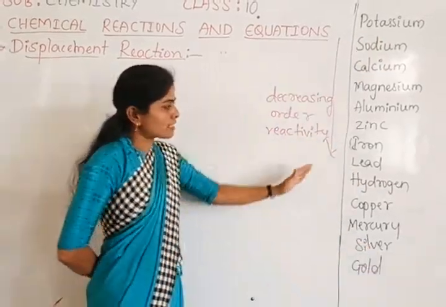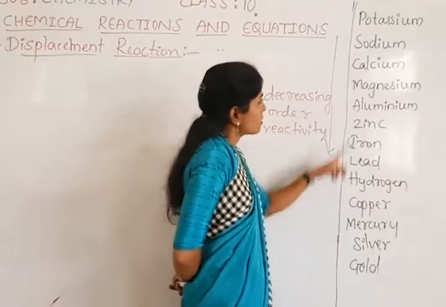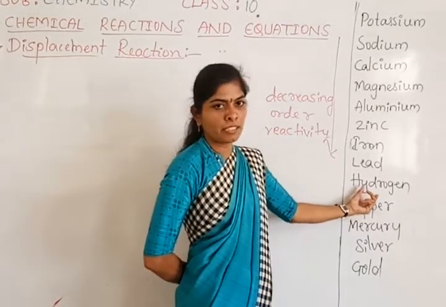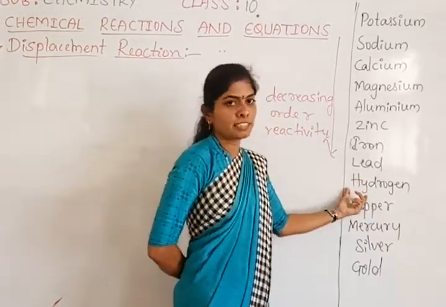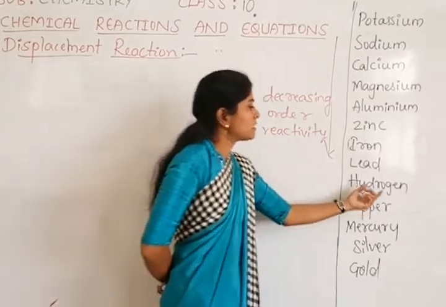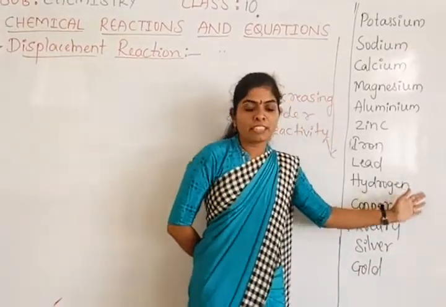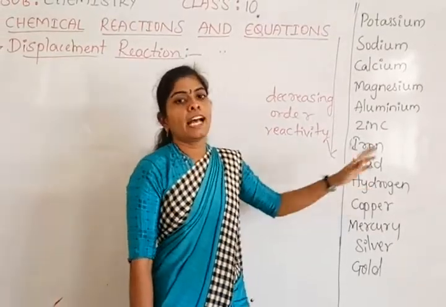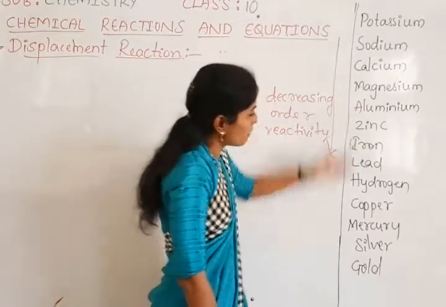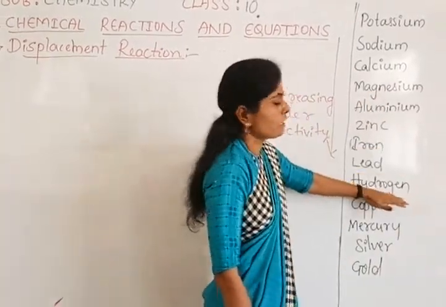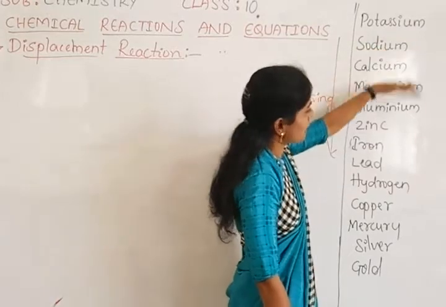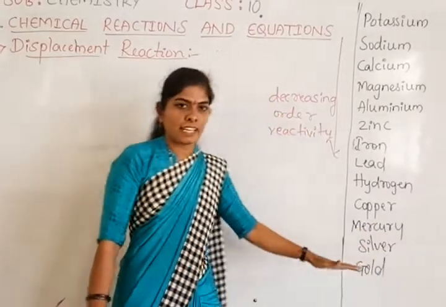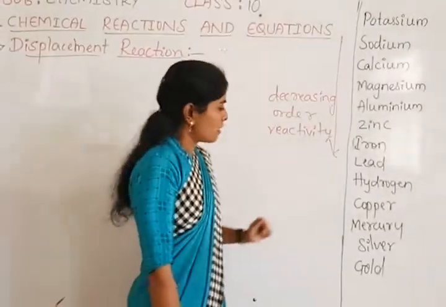You might have a doubt: all are metals, so why do we include this non-metal? Hydrogen is not a metal, but still it is there in the reactivity series. We just compare the reactivity of other elements with hydrogen. We know that hydrogen is also highly reactive and explosive too. So we compare all the reactivity with hydrogen. The metals above hydrogen are highly reactive, and those below it are less reactive. Like that we can remember.